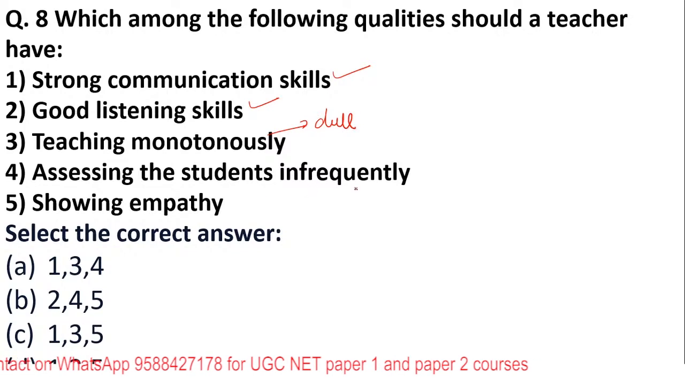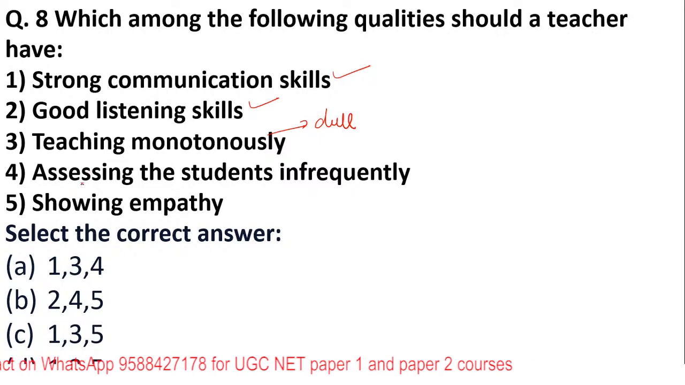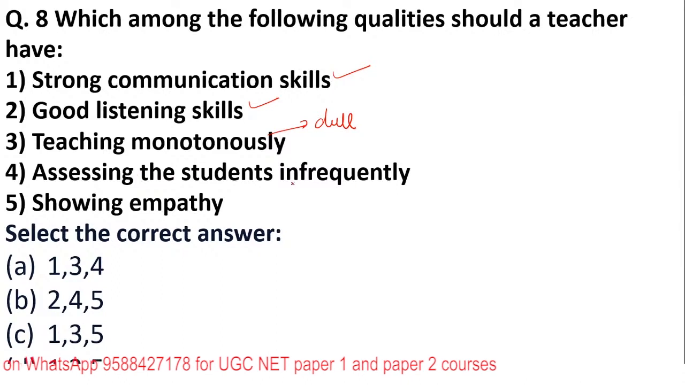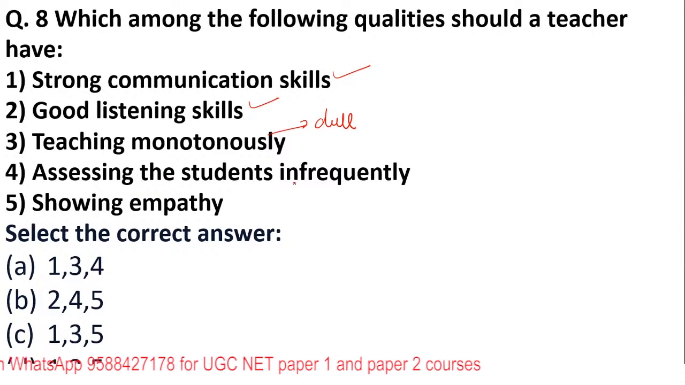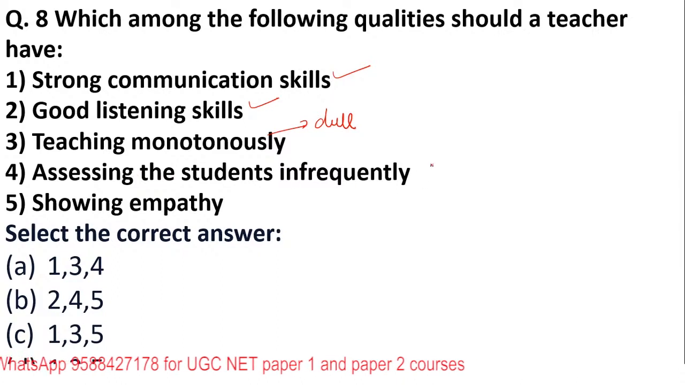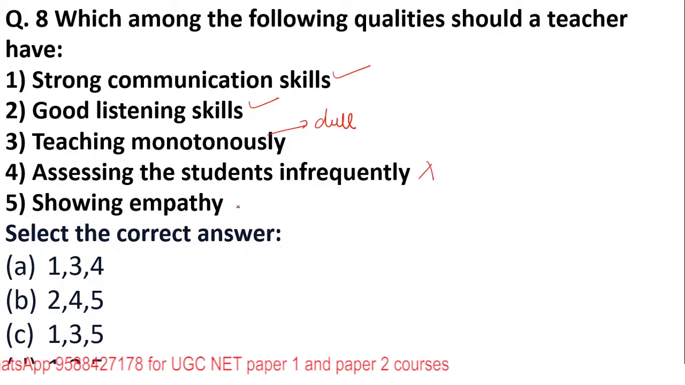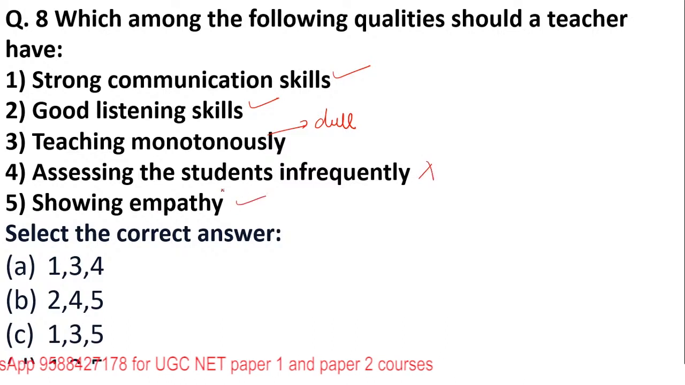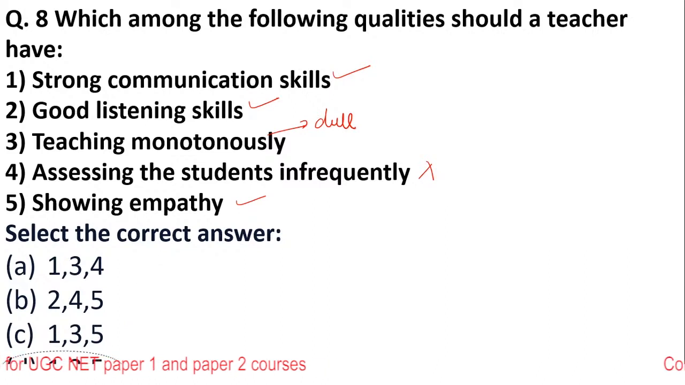Assessing the students infrequently means checking how the students are doing frequently or not frequently. So this option is incorrect. Showing empathy is the right answer. Empathy means that you care about the feelings of others. Okay, so here three options should be correct. Yeah, three are right: 1, 2, and 5. D is the right answer. Mostly students have given the right answer. Very good.